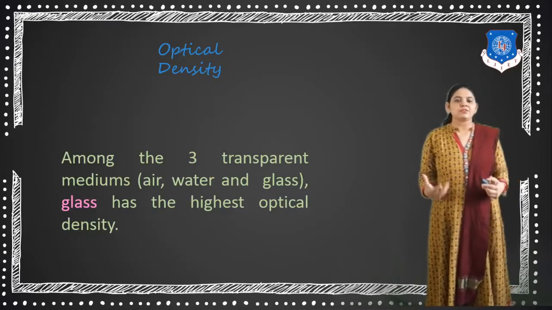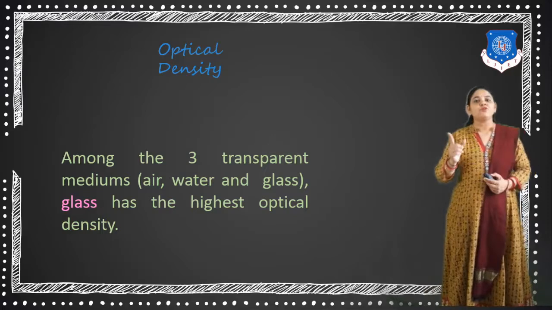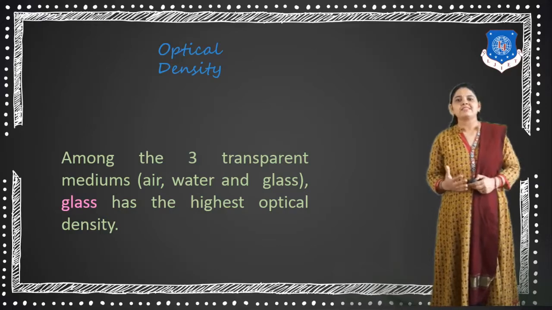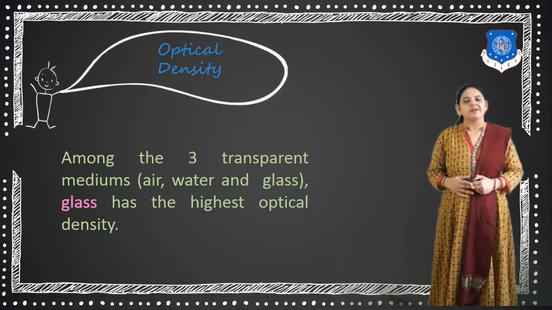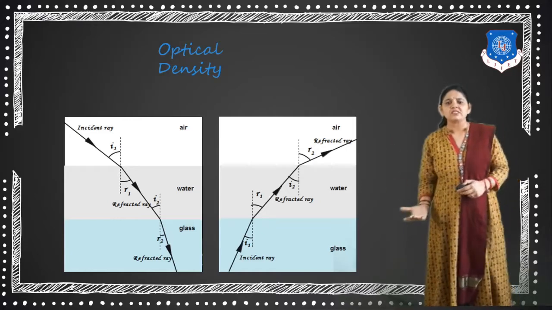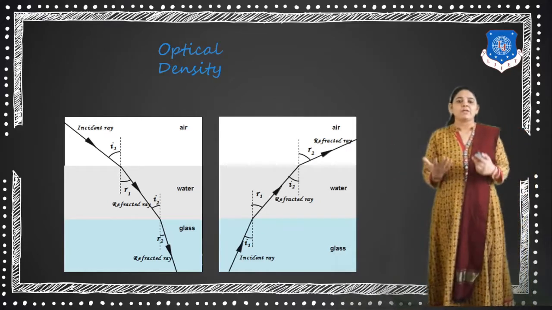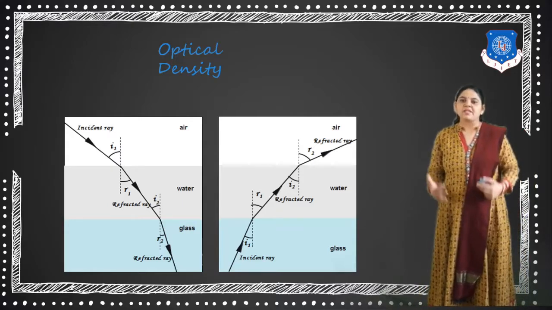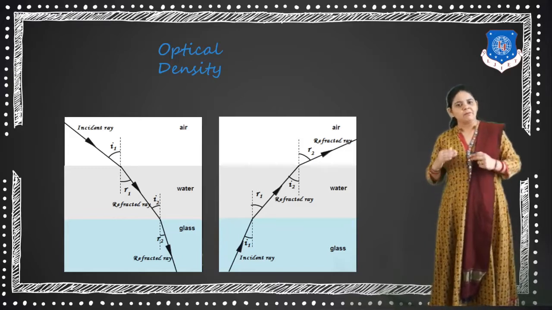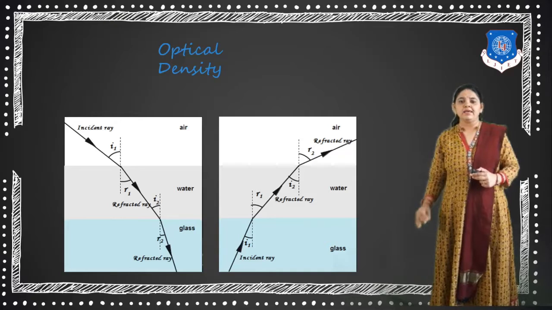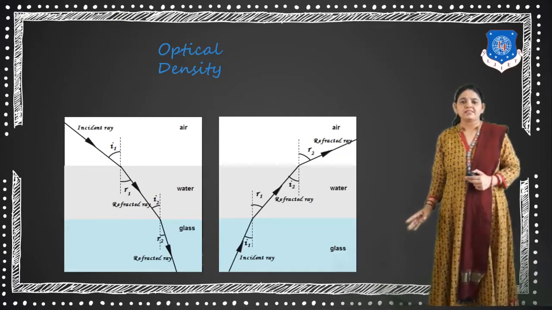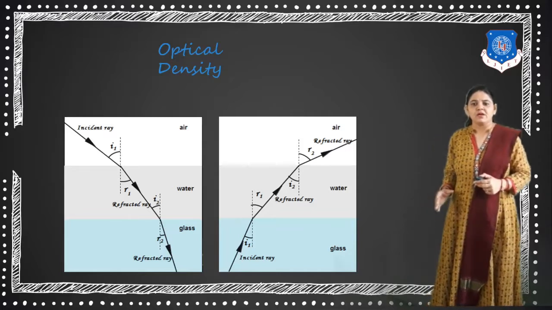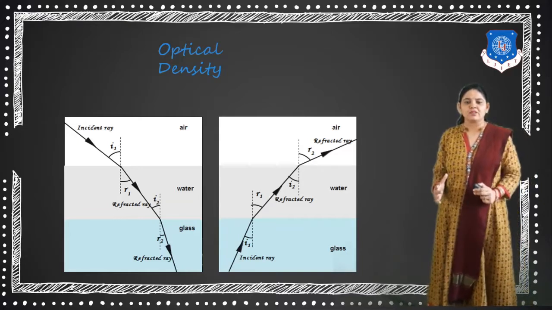Normally there are three transparent media: air, water and glass. Out of these three, glass has the highest optical density. Here we can see three things simultaneously. While the ray changes medium from air to water to glass, air has the lesser density and glass the higher. Similarly, here you can see the opposite, when it changes medium from glass to water and air.